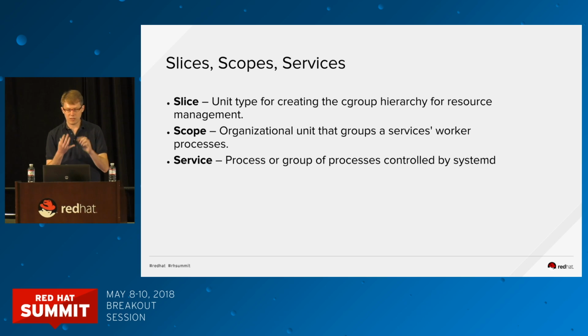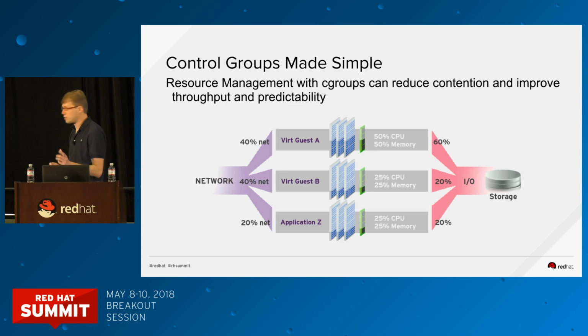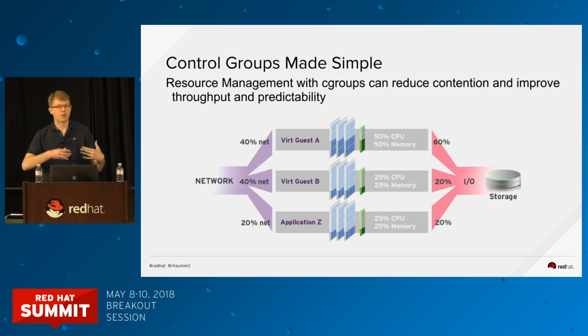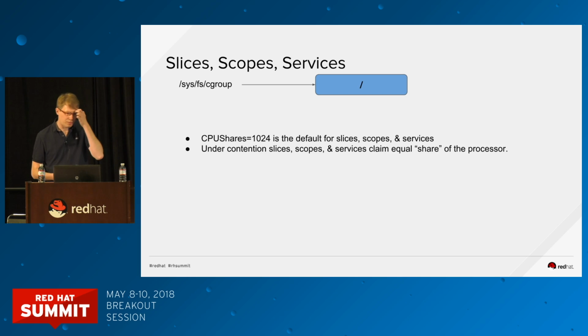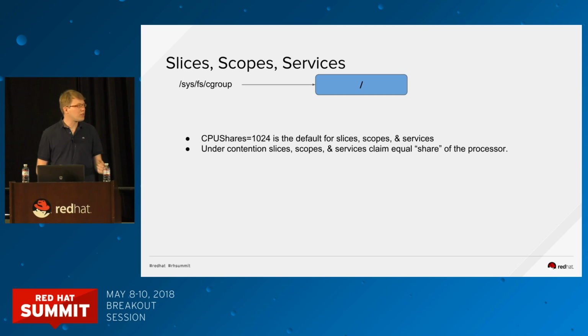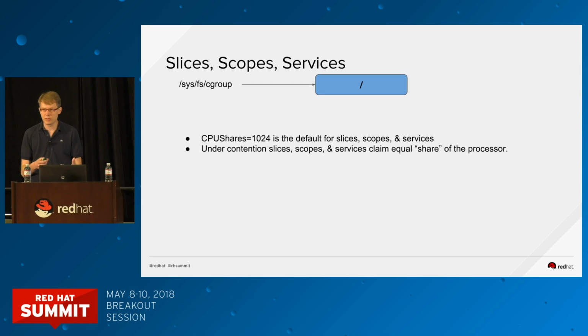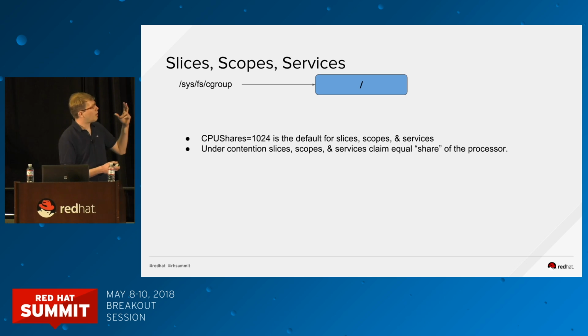These concepts, services, scopes, and slices, are mapped on this kernel concept of cgroups, right? This slide is about how the kernel internally, and the basic API, how resource isolation works in the Linux kernel. So if you think cgroups and then think systemd, then slices, scopes, and services is what you have to map it to. The cgroup hierarchy is still very relevant to you if you use systemd, right? It's nothing you can forget about.